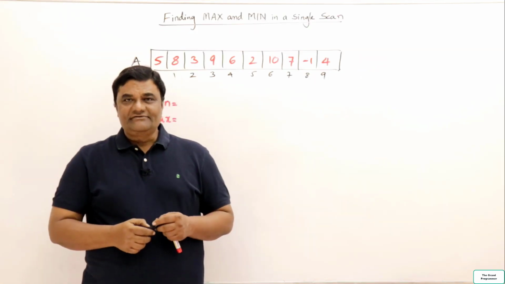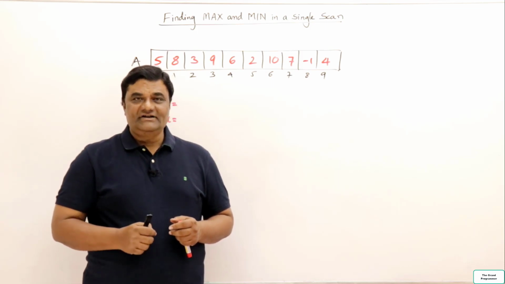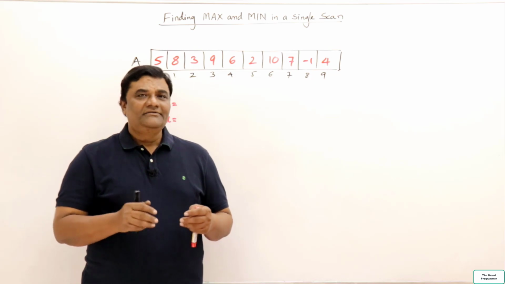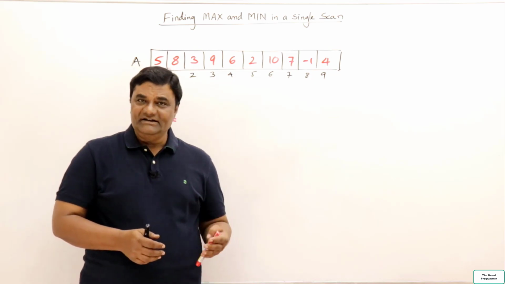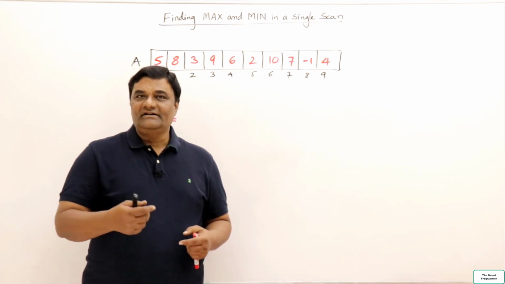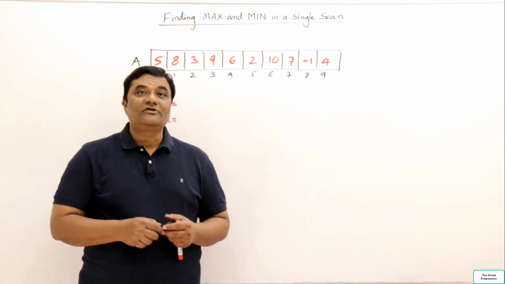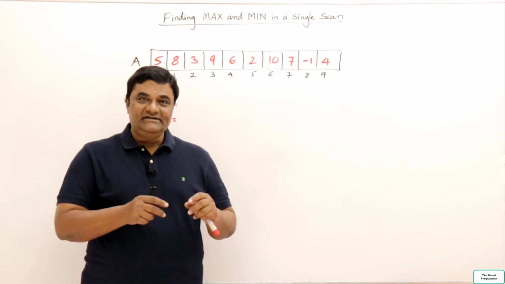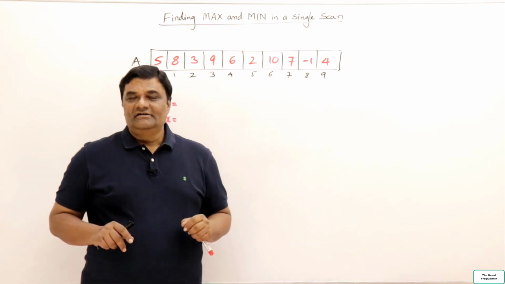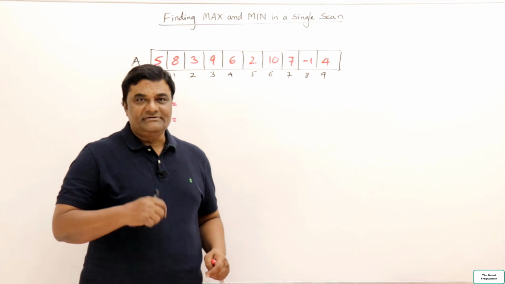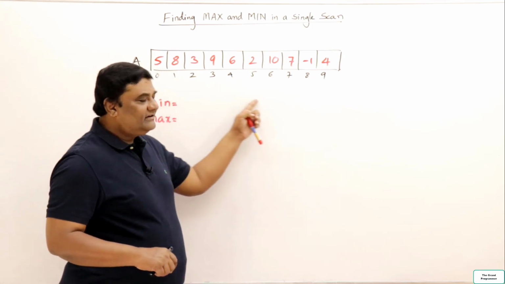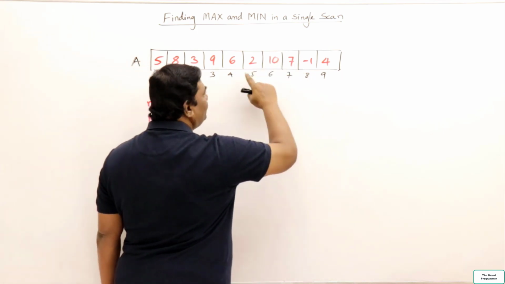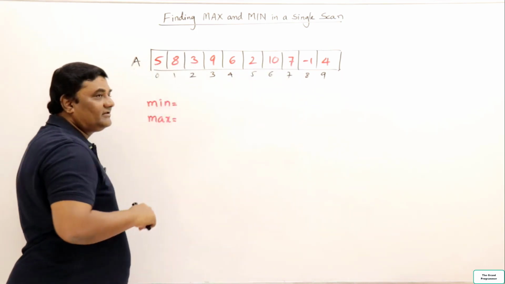Now let us look at a procedure for finding the maximum as well as the minimum element from a given list of elements. We have already seen how to find the maximum element, and we can write a procedure. Similarly, we can write a procedure for finding the minimum. But the question here is we want to do it simultaneously in a single scan. So let us see how it is possible. I have a given array here with some elements, and the maximum element here is 10 and the minimum element is minus 1. So that's what I want.